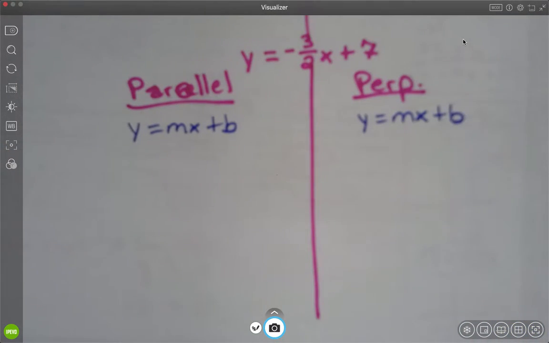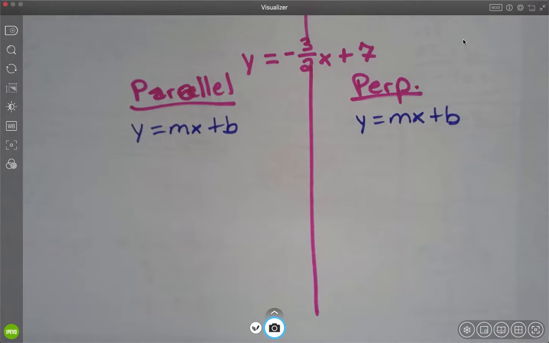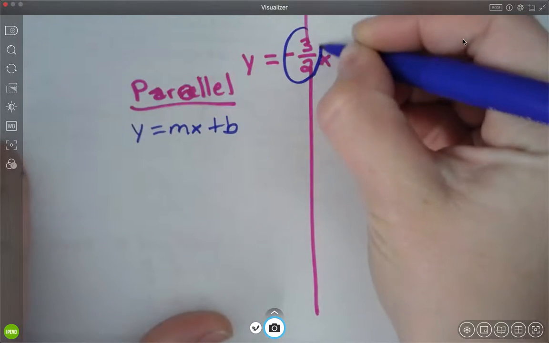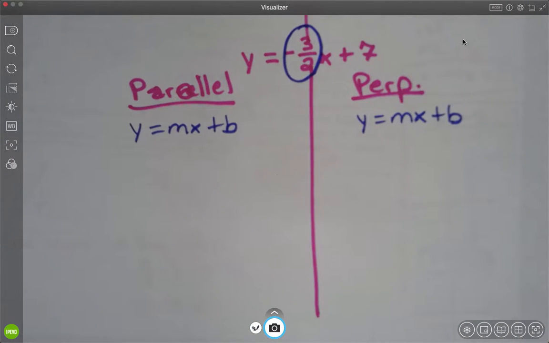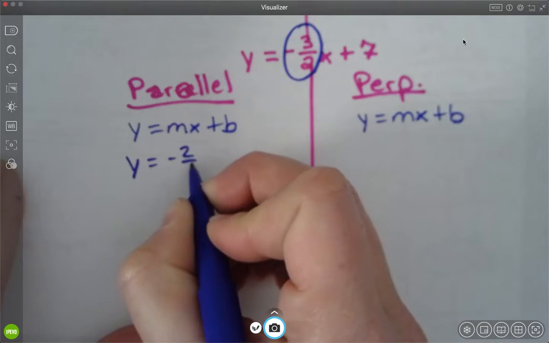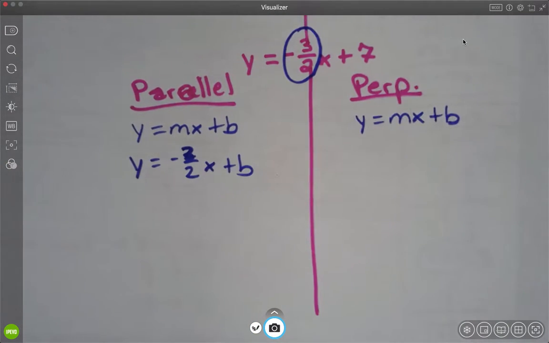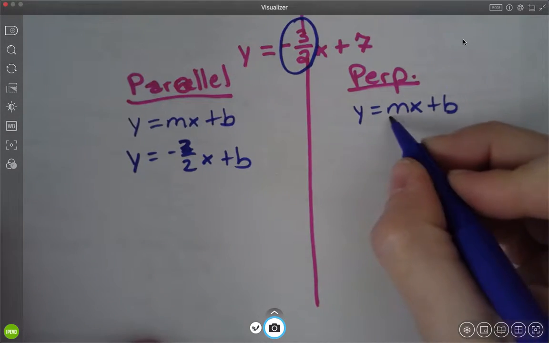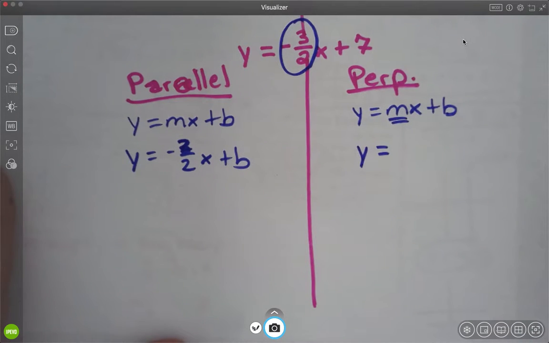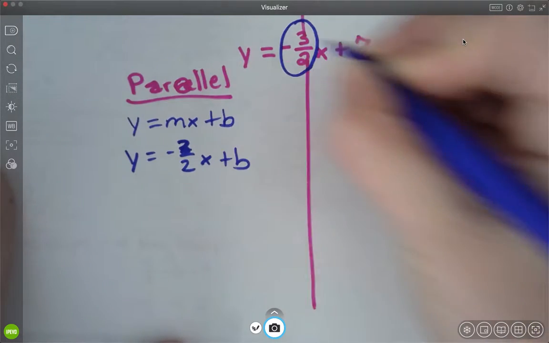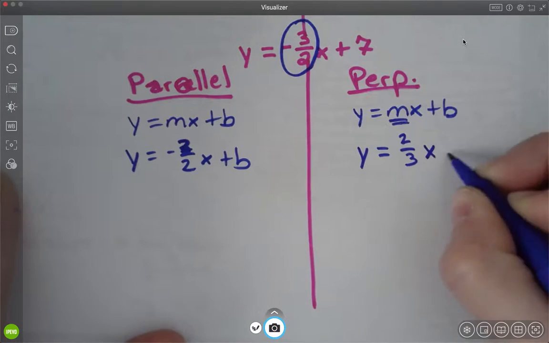Let's talk about our first one. -3/2x plus 7. What is the slope of that? -3/2. So if I'm trying to find the slope of my parallel line, what does its slope have to be? It has to be -3/2. y equals -3/2x plus b. It has to have the same slope if they're parallel. Now perpendicular. What does the slope have to be? What is this m going to be? Positive 2/3. I make it negative, or turn it positive if it's already negative, and flip it.